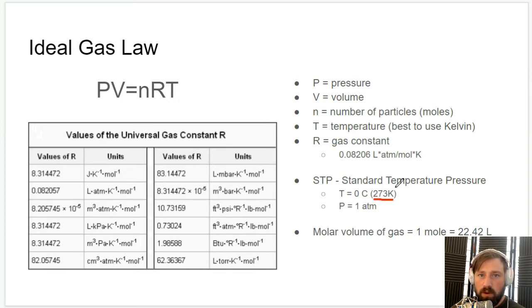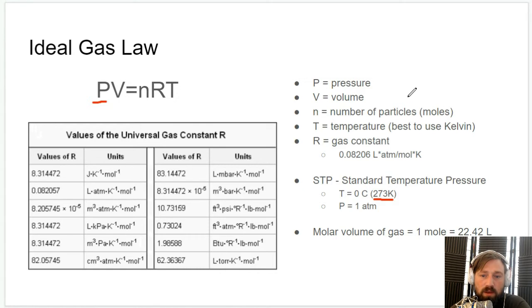Usually you're going to be working in Kelvin. If you have a problem and they're giving you Celsius, it's probably going to be the best idea to go ahead and convert that over to Kelvin. It's easy enough to do. You're just going to add 273.15 if you want to get really technical. Now remember, there are a lot of different ways of describing pressure.